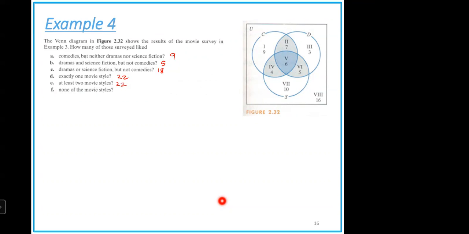And of course, the last one everybody should see is equal to what? None of the movie styles. 16. Okay, so they don't fall in any of the regions.